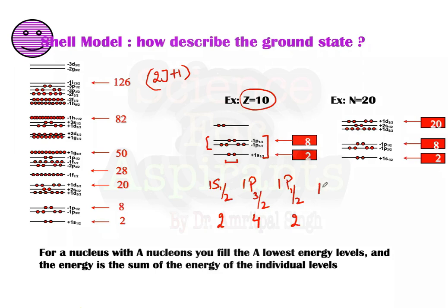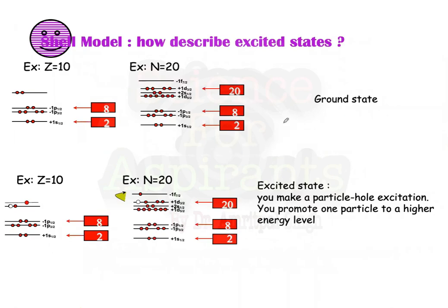After SPD, after P comes D, so D will be 5/2. Similarly you can calculate, and we will now solve some numerical problems. This is how you can calculate it for the excited states.